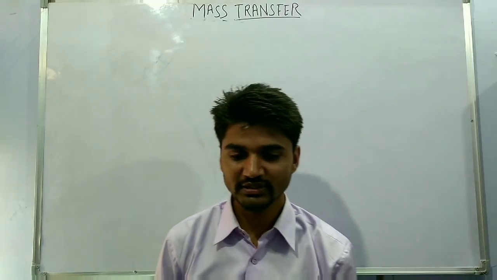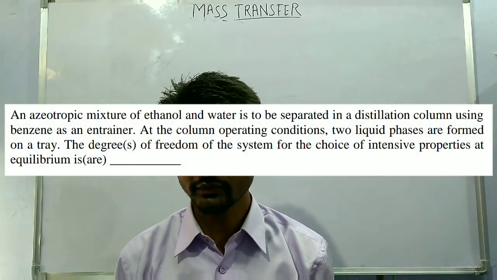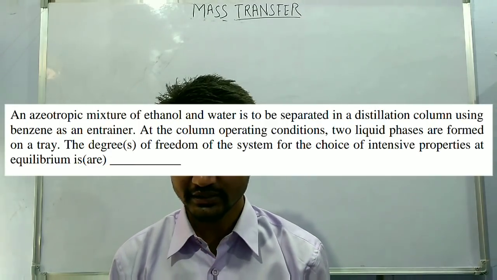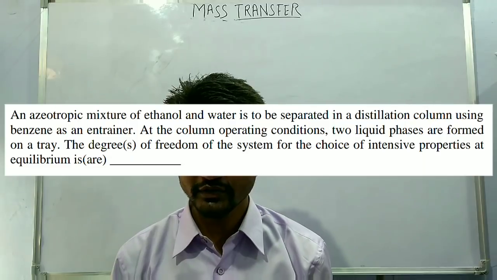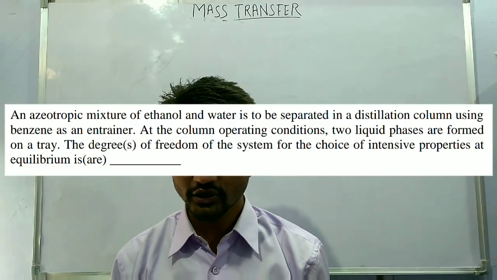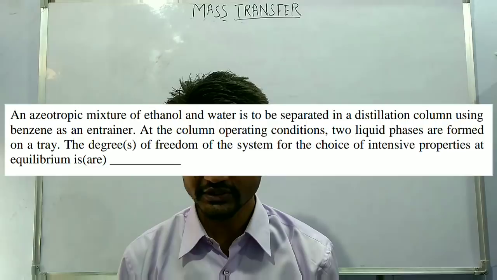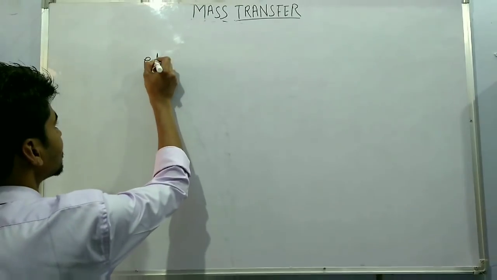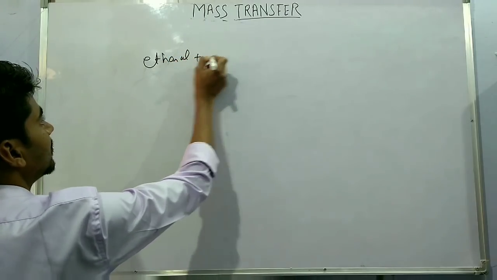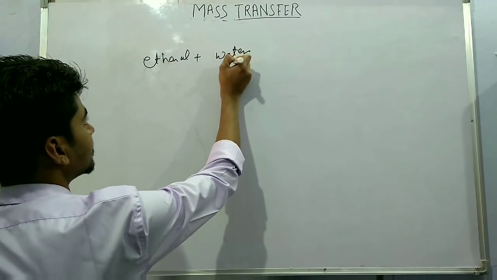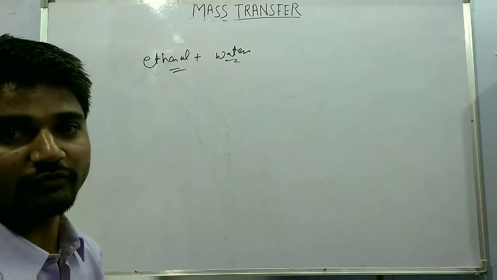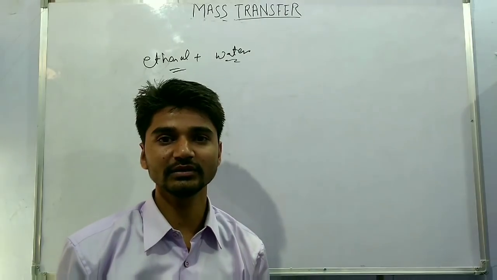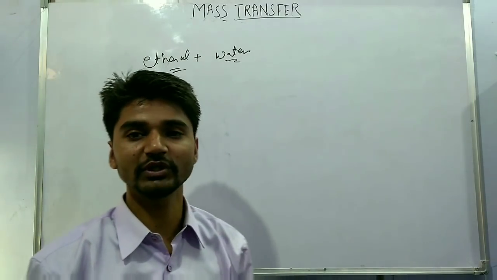So the next question is: an azeotropic mixture of ethanol and water is to be separated in a distillation column using benzene as an entrainer. At the column operating conditions, two liquid phases are formed on a tray. The degree of freedom of the system, with the choice of intensive properties at equilibrium, is? Here we have been given a system that contains ethanol and water. As we know, ethanol and water form an azeotrope, so benzene is used as an entrainer to separate this mixture into ethanol and water.